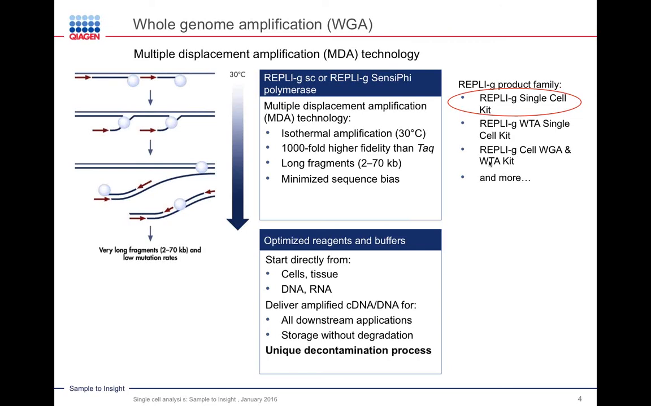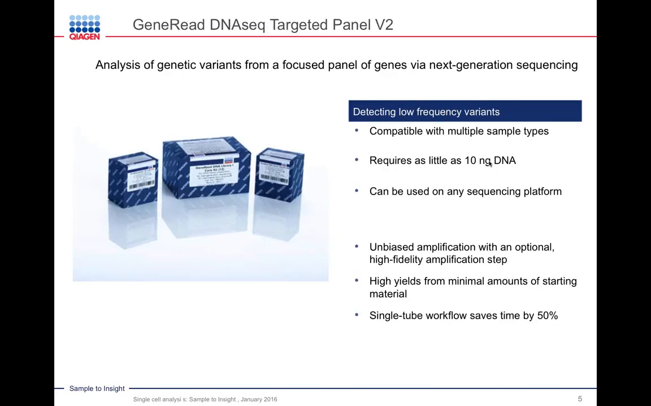This really minimizes the sequencing bias, and it's further facilitated by all of the optimization that was done and is provided to you with the QIAGEN kit. So you're able to start directly from cells or tissue. You can work with DNA or RNA, and the result will be either an amplified cDNA or an amplified DNA that would be ready for your downstream amplifications. And you can store this without any degradation. It's a huge advantage, and this is part of what we'll be looking at in some of the case studies that we see later on in this presentation.